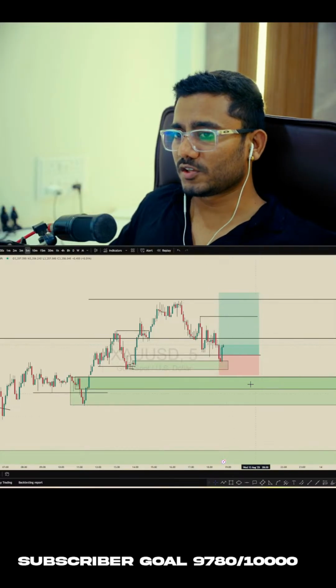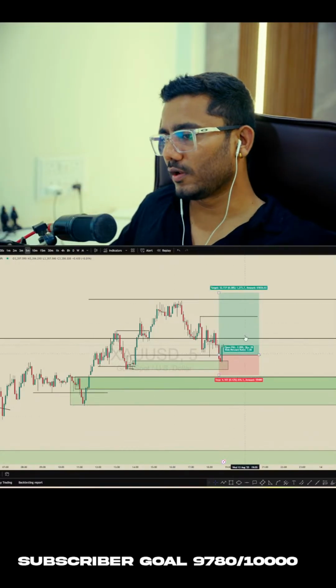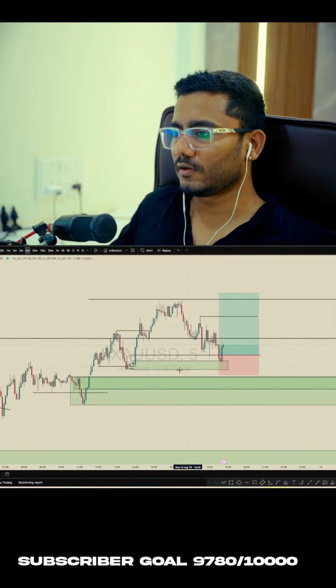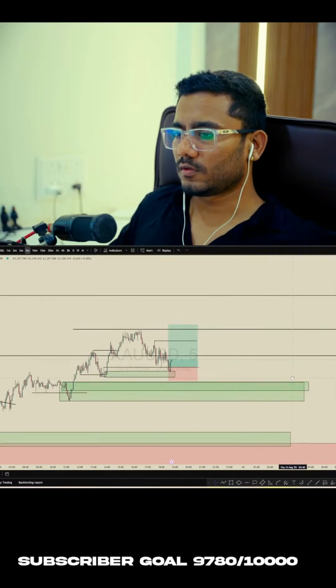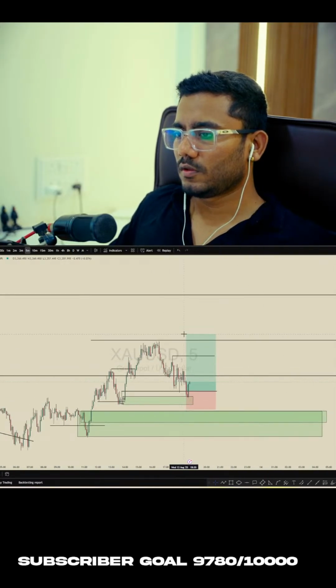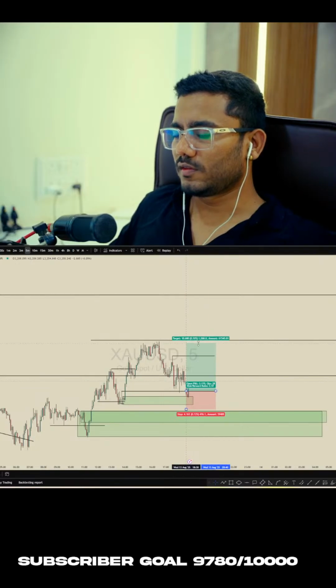And if this structure breaks, like first structure break, you can put your stop loss at break even and continue the upside. So the next high, this is the first take profit. Second take profit is this 1:5.